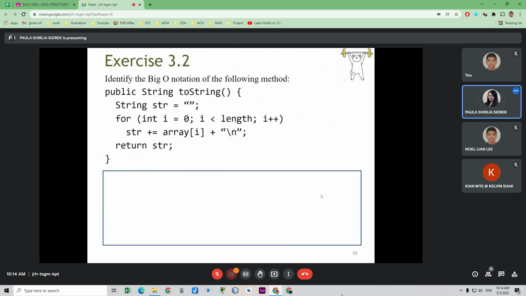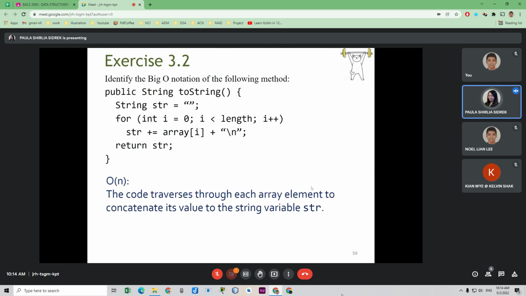All right. So this one is to identify the big O notation in the following method. What you do is you come up with all these solutions, okay, by looking at this one by one, and then this is the end result.